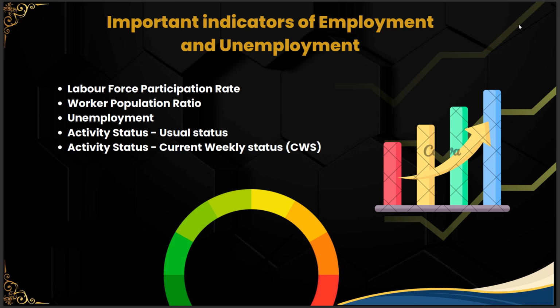Now after that, activity status, usual status. See, it is determined on the basis of activities pursued by the person during a specified reference period. The reference period depends. It can be 365 days. I mean, a period of the previous 365 days from the date of survey is known as the usual activity status of the person. But the current weekly status is determined on the basis of a reference period of 7 days preceding the date of survey. So that is also one of the indicators of employment or unemployment.